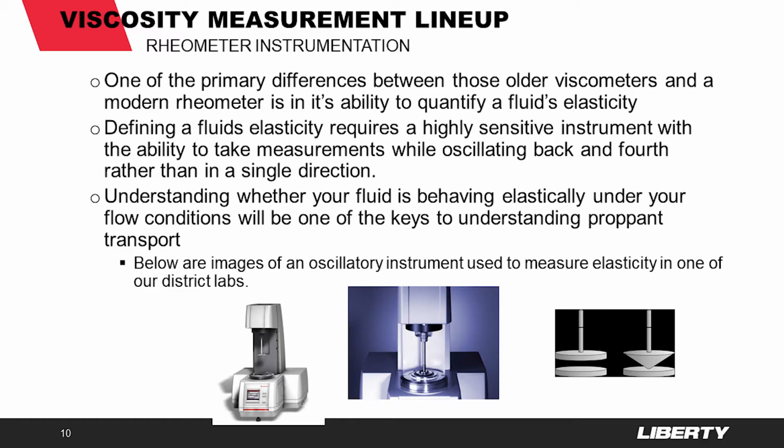One of the primary differences between those older viscometers and a modern rheometer is in its ability to quantify a fluid's elasticity. Defining a fluid's elasticity requires a highly sensitive instrument with the ability to take measurements while oscillating back and forth rather than in a single direction. Understanding whether your fluid is behaving elastically under your flow conditions will be one of the keys to understanding proppant transport. Below are some images of an oscillatory instrument used to measure elasticity in one of our district labs.